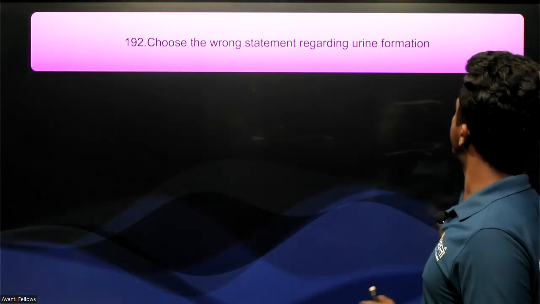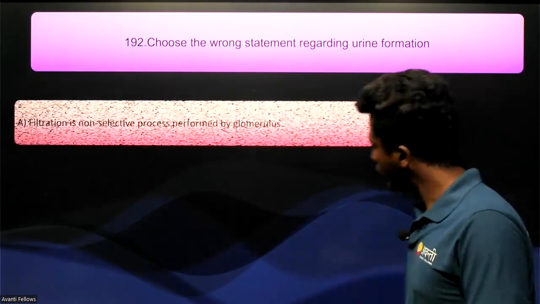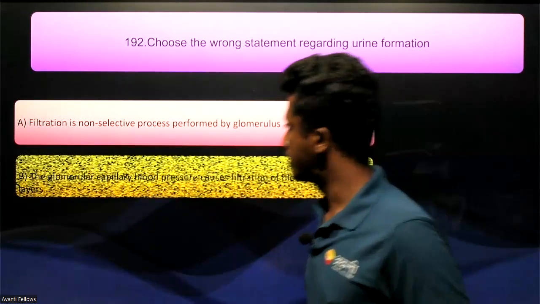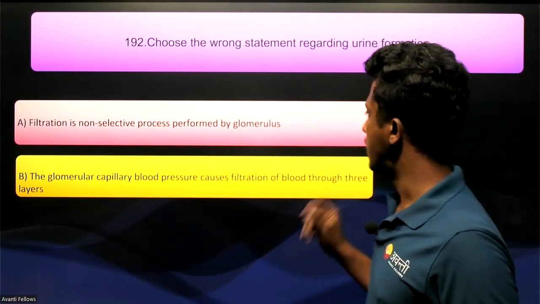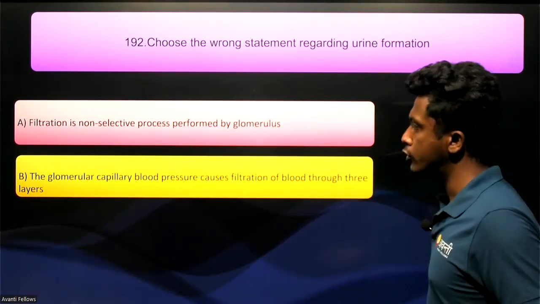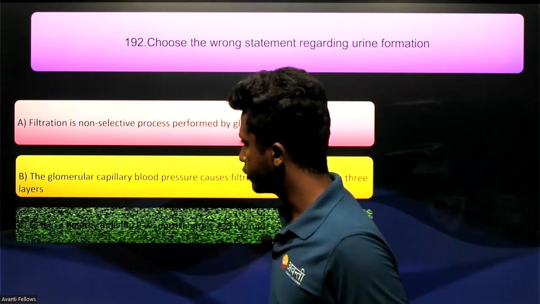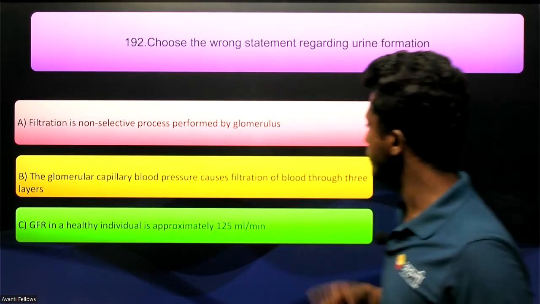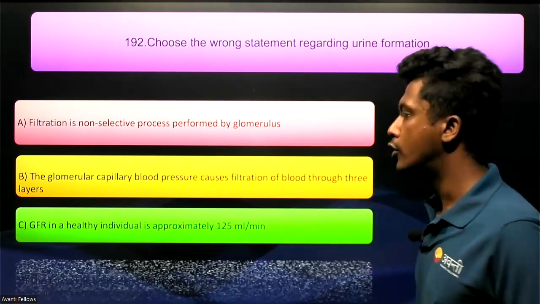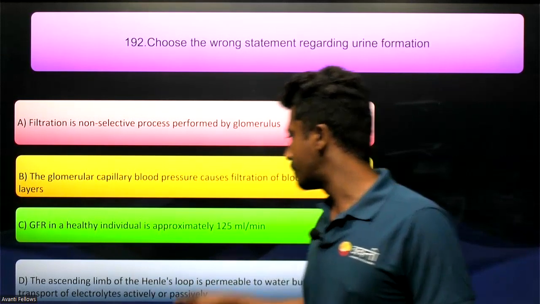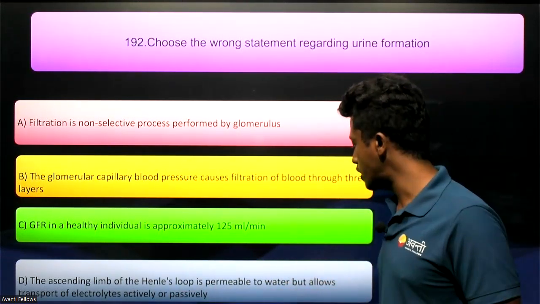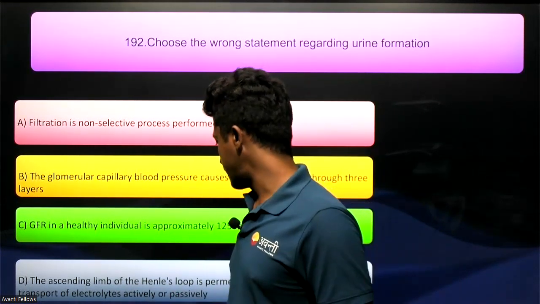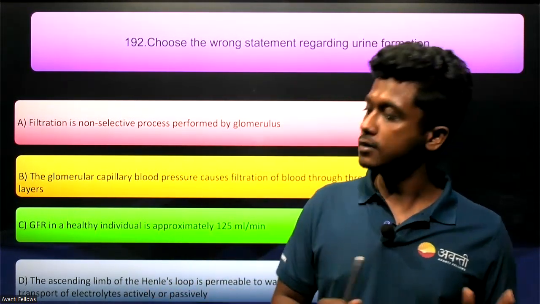Choose the wrong statement regarding urine formation. Very interesting question. Filtration is a non-selective process performed by the glomerulus. Glomerular capillary blood pressure causes the filtration of blood through 3 layers, correct? Next one we have is GFR in healthy individuals is approximately 125 ml per minute, true. Next one we have is the ascending limb of Henle's loop is permeable to water but allows the transport of electrolytes actively or passively. Now this is a very curious question.